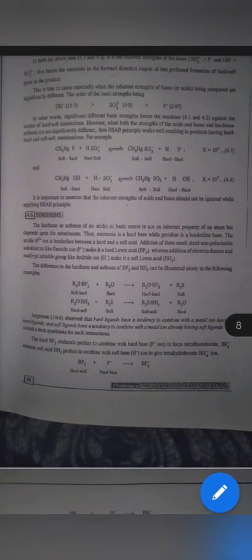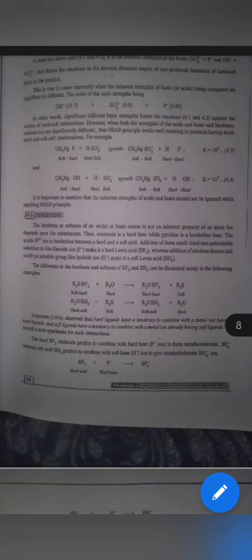CH3HgOH + S2O3^2- gives rise to CH3HgS2O3^- + H2O. It is important to mention that the inherent strength of acids and bases should not be ignored while applying the hard soft acid base principle. Symbiosis: the hardness and softness of an acid or base center is not an inherent property but depends upon the substituents.